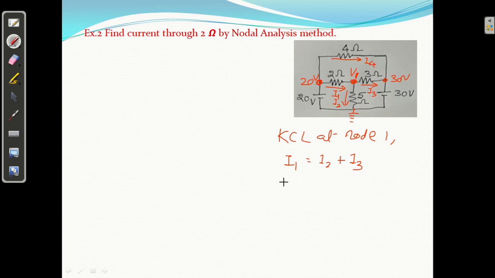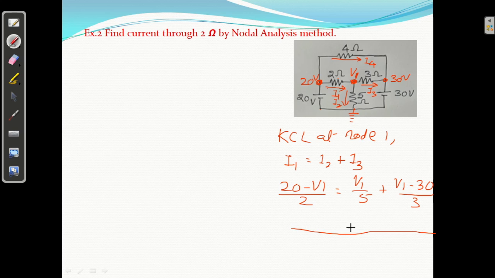What is I1? Potential difference 20 minus V1 upon 2. Is it clear? Potential difference कितना? 20 minus V1. क्योंकि current always flows from higher to lower. So this is higher, this is lower. So 20 minus V1 upon 2 equal to I2. What is I2? This I2. So V1 minus 0 upon 5. So V1 upon 5 plus I3 कितना है? This I3. V1 minus 30 upon 3.